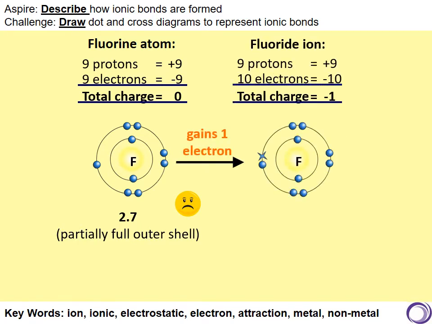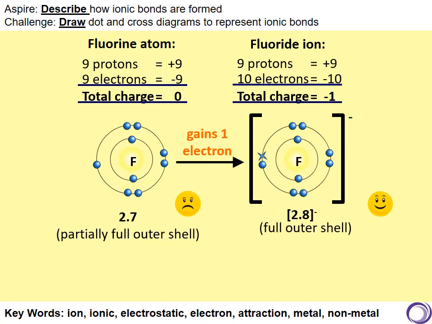It therefore gains 1 electron, and now it has 9 protons and 10 electrons. When we add this up, this gives us a charge of -1. So when fluorine gains an electron, it forms a fluoride ion. Note the difference. As an atom, it's a fluorine atom, and as an ion, it's a fluoride ion. That's something to be careful of when you're writing about this. But now it has a full outer shell and a -1 charge.